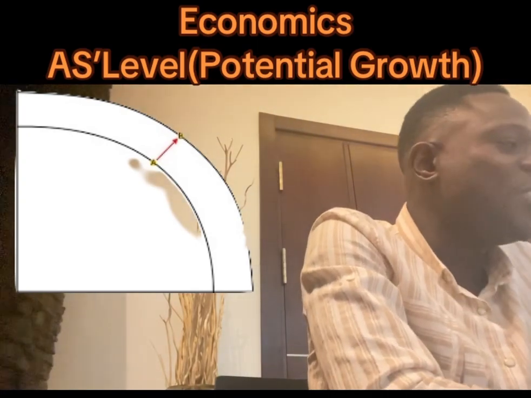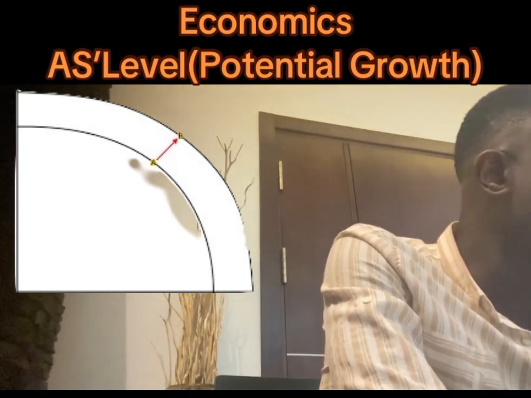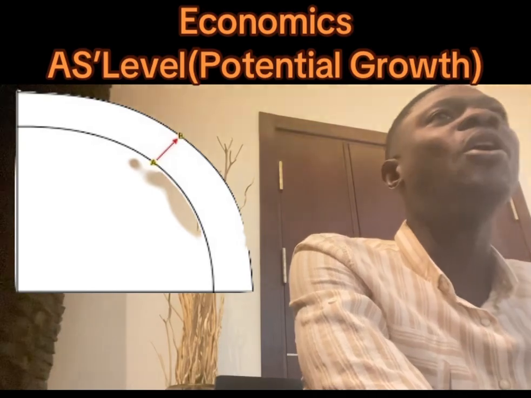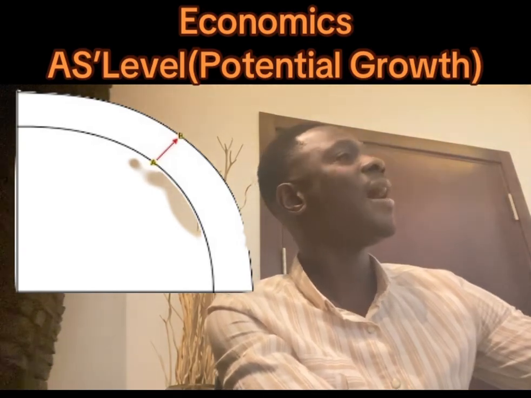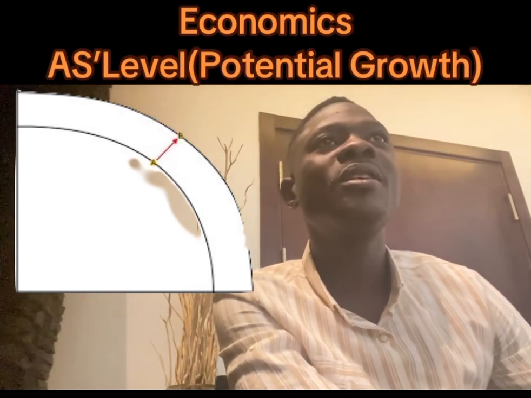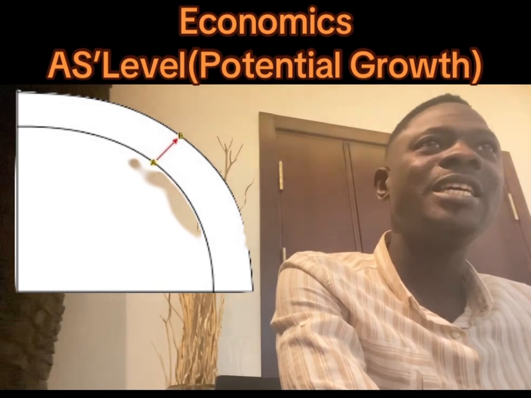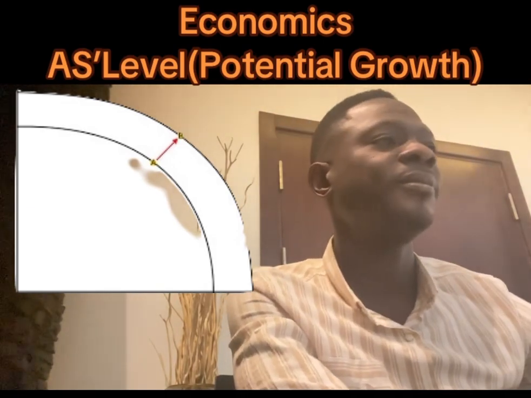You have not reached your full potential. Your full potential is at C as D. So you are still from A to C, it's still talking about your actual growth. Until you are able to move further above your actual growth, that is when you talk about potential growth. So the difference between C and D is the output gap.